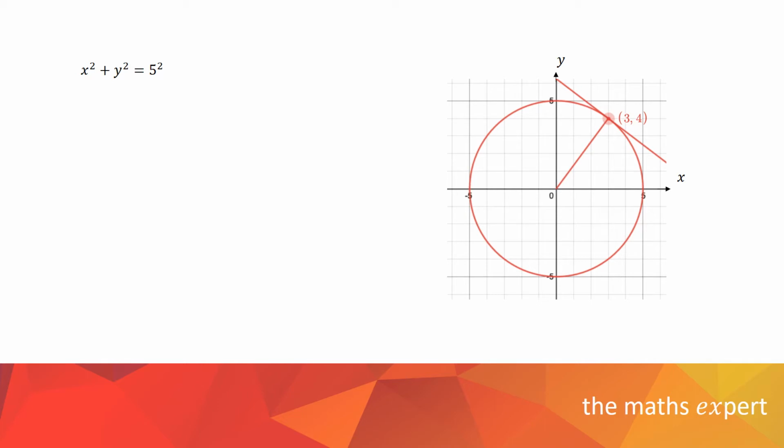To find the gradient of this tangent at the point (3, 4), we could try splitting the implicit relation up into two functions. One with a positive square root, which will relate to the graph above the x-axis, and one with a negative square root, which will relate to the graph below the x-axis. We could also use the fact that the radius from the centre of the circle to the point (3, 4) has gradient of 4 over 3. And the tangent line is normal to the radius by our knowledge of circle theorems. Therefore, the gradient of the tangent must be minus 3 over 4.